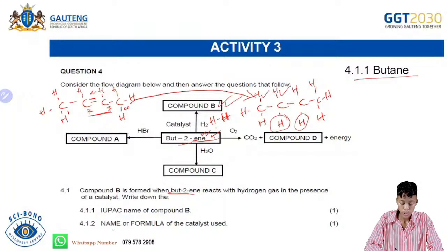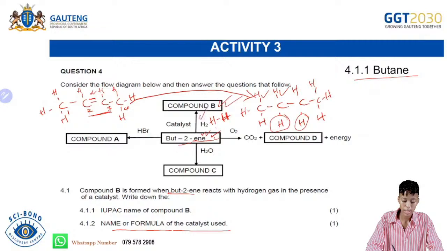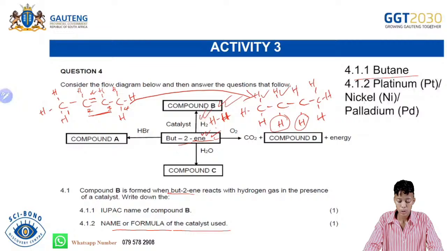Then 4.1.2, it says name or the formula of the catalyst that is used. So the name or the formula of the catalyst that is used for what? For this type of reaction. So which type of reaction? Where you are adding what? Where you are adding H2.